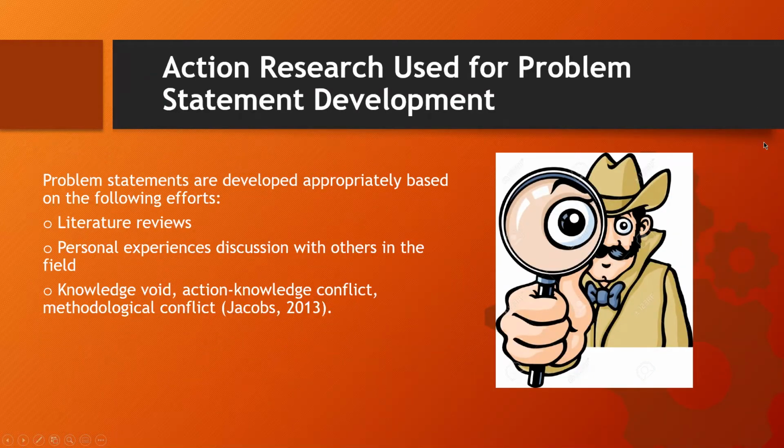Sticking with the theme of action research for problem statement development, candidates should develop the problem statement appropriately based on the following efforts: literature reviews, meaning what literature is connected to the problem statement. Some of the answers actually are in the literature review, which is why you have to understand how to search certain keywords when you're going through your library databases, or if you look at other key artifacts in developing your problem statement. Personal experiences and discussion with others in the field.